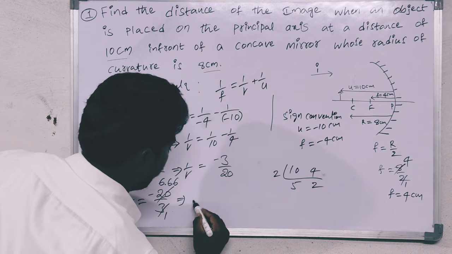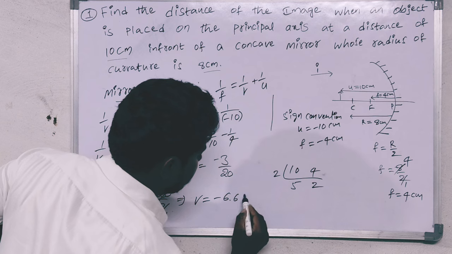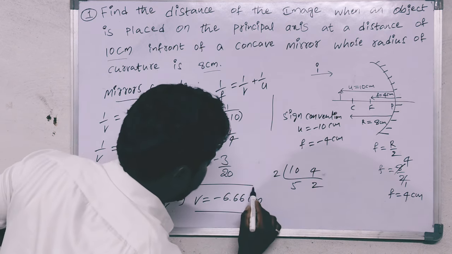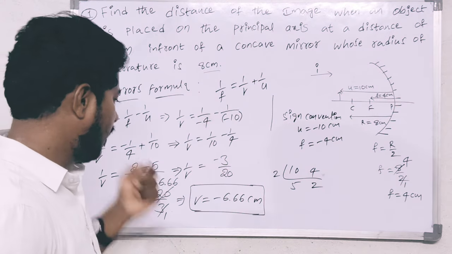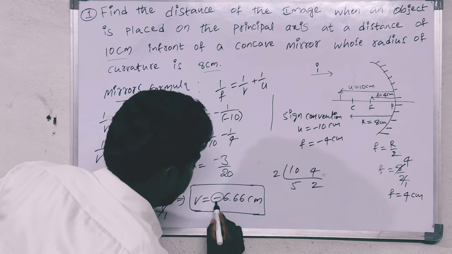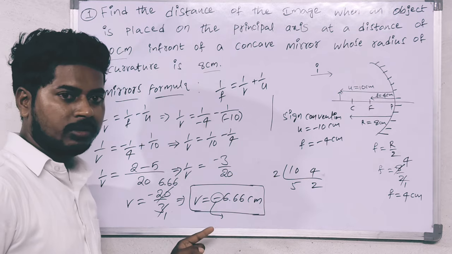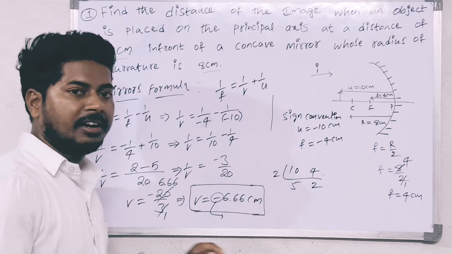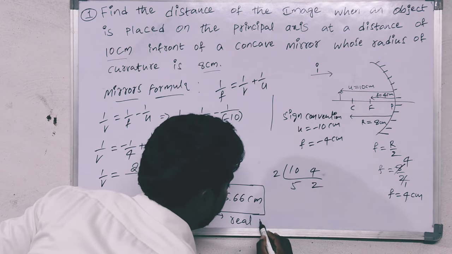So now V equals minus 6.66 centimeters. This is the distance of the image from the mirror. So definitely you can observe this negative sign denotes a real image. This negative sign denotes the image is formed in front of the mirror, that is, our image is a real image.